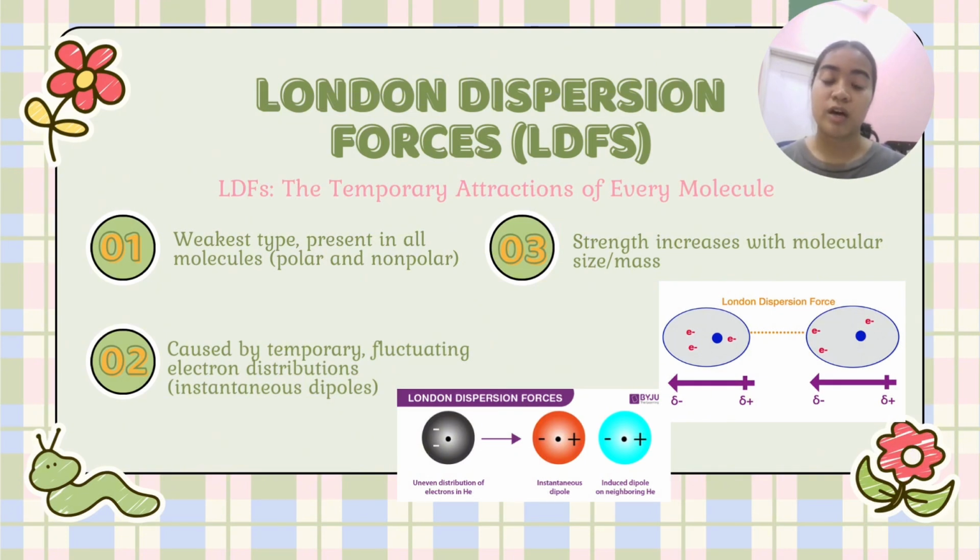London dispersion forces are present in all molecules, polar or nonpolar, and are the only force of attraction for nonpolar substances. Their strength increases with molecular size and mass because larger molecules have more electrons that can fluctuate, making them easier to polarize.